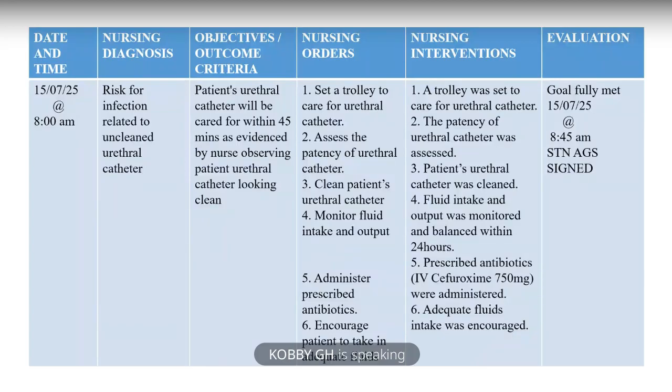So I see people writing, some of them will go and write under the problem side, patient is at risk of infection. It's wrong. If you are diagnosing a risk problem, you have to tell us the existing problem. Then you relate that nursing diagnosis to the existing problem. Do you get it?